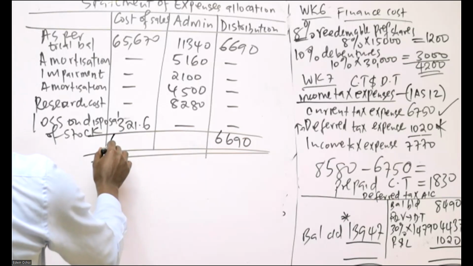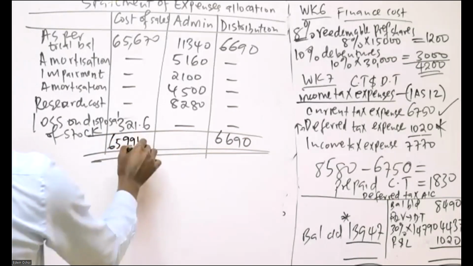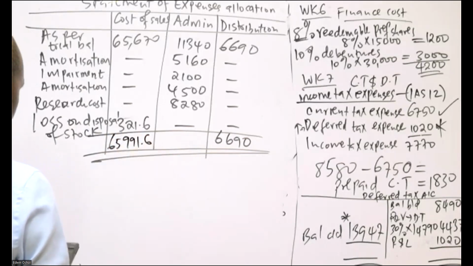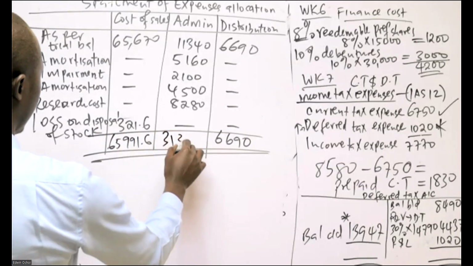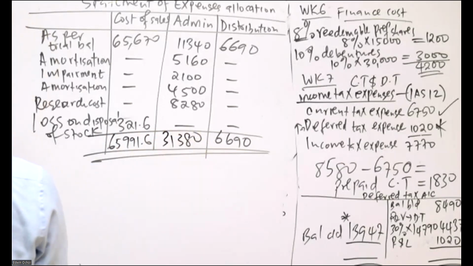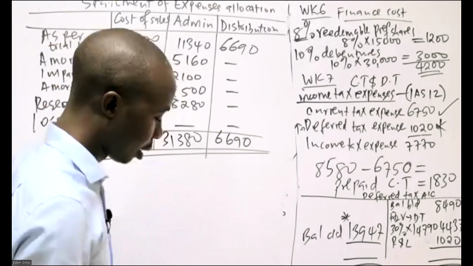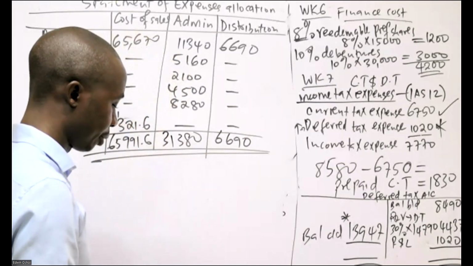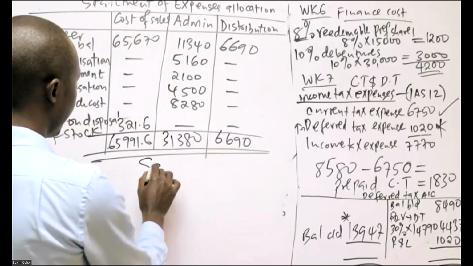So this is 65,991.6. What about admin? 11,340 plus 51,380. Now, if you are capable of doing it, the other statement is just a walkover. Because now here, I will say Savannah Limited.